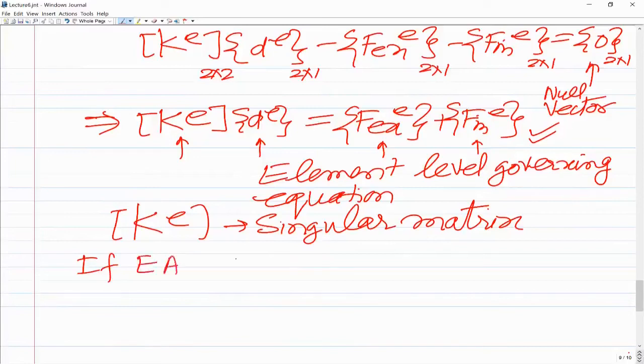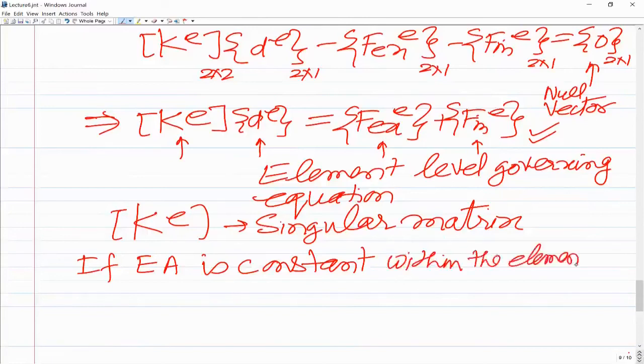So if EA is constant, although it's not necessary as far as the finite element method is concerned, it can handle any variation of EA, any function of EA as a function of x. But if EA is constant within the element, then we can take this EA out of the integration sign because it is constant within the element, it is independent of capital X.